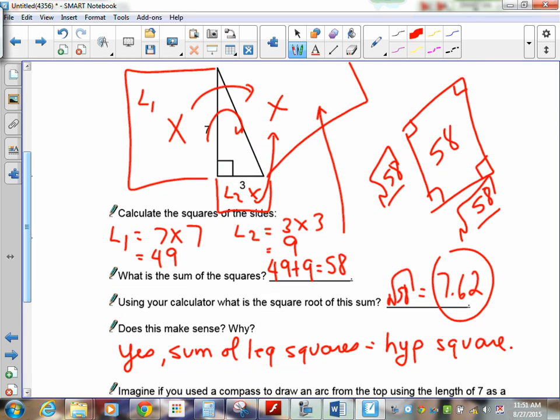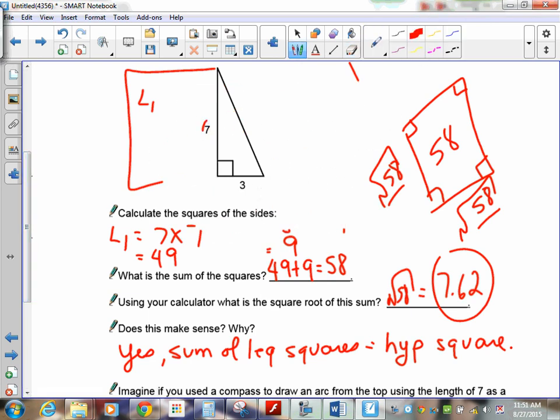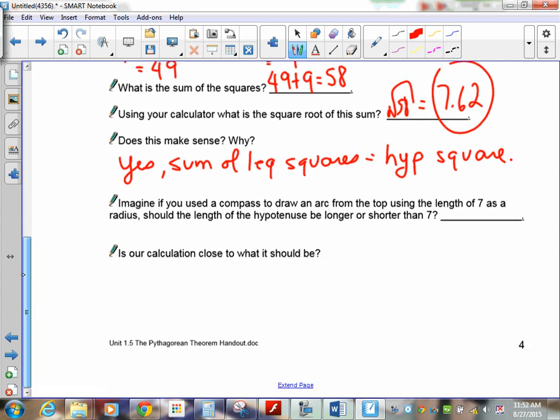We know that this is 7. I'm erasing a bunch of stuff here so it's a little easier for you to see what I'm going to do. We know this is 7, we know this is 3, and this is 7.62. From here to here, it's longer than 7. And since it's the longest side, it's correct. If you got a number less than 7, it would be wrong, because this length here, we know, is the hypotenuse. It's the longest side, so this number here has to be the biggest. If it's not, you've made a mistake.